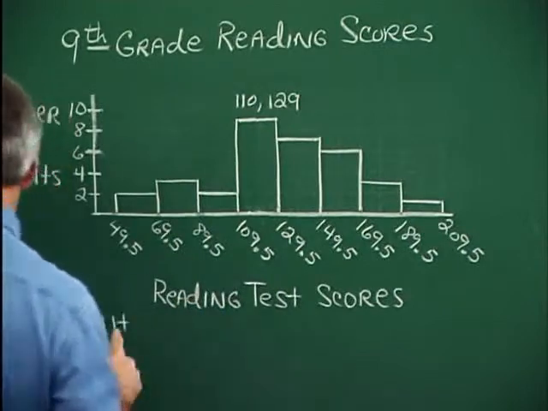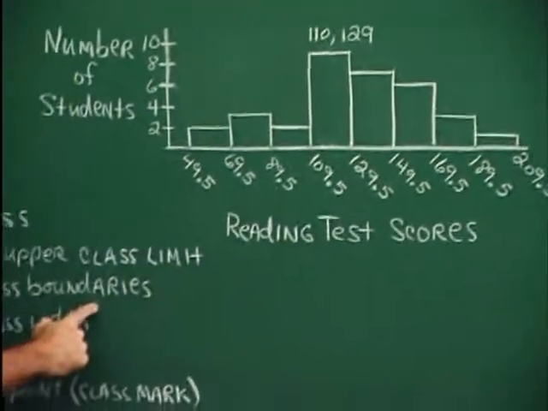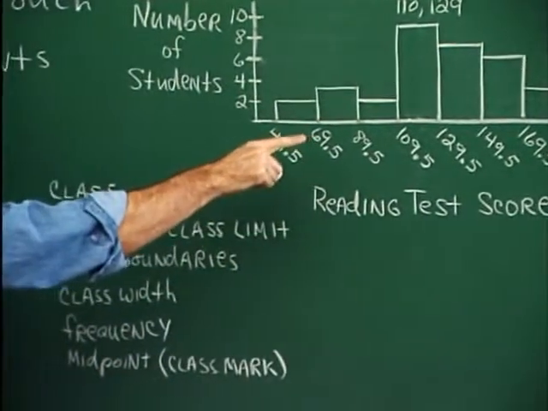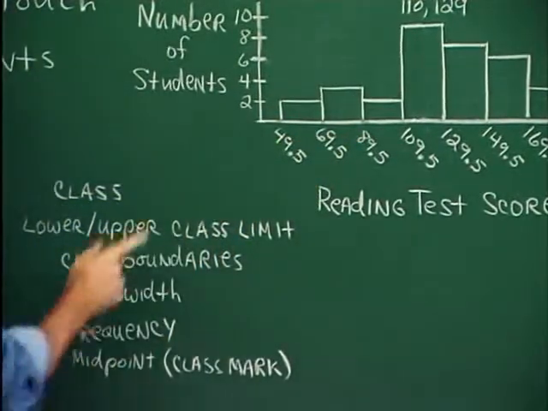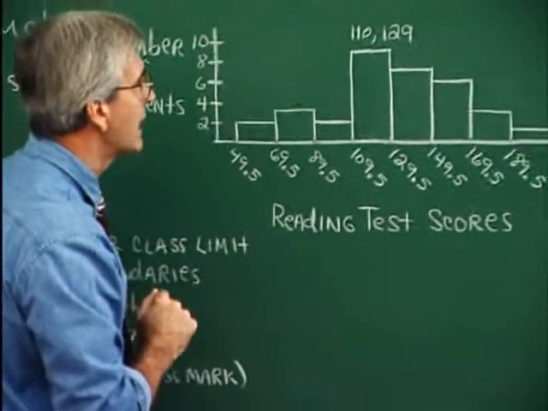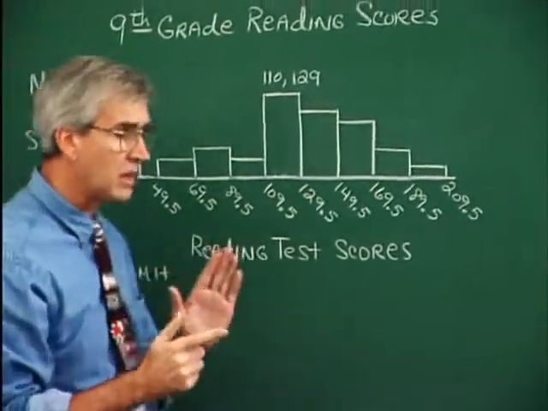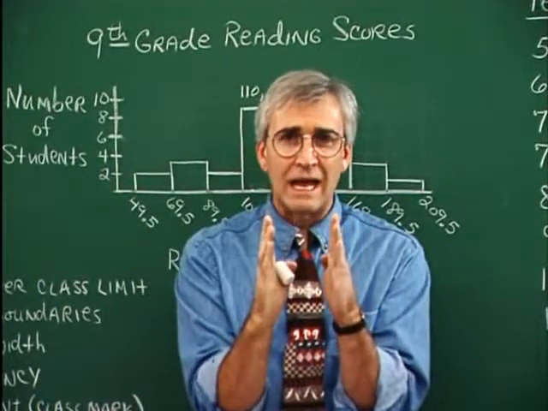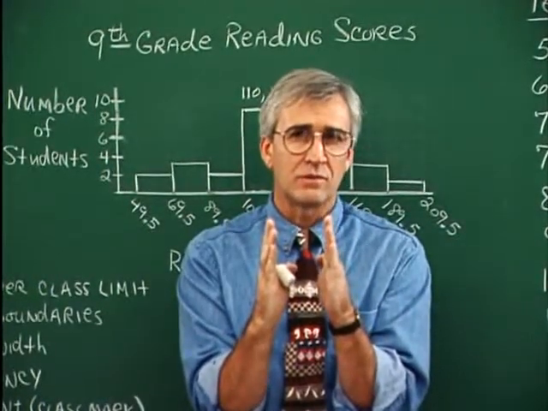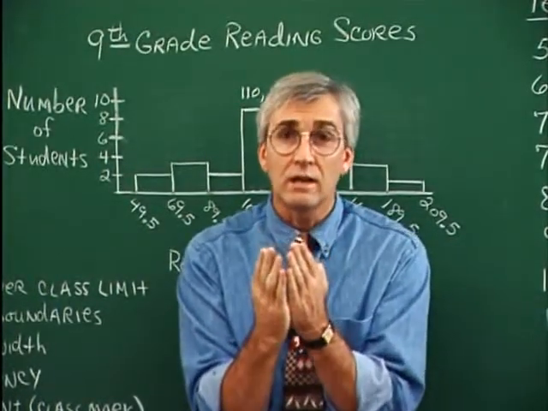The next item here that I have written is class boundaries. Now, those boundaries can be found. We'll see how to find them in just a little bit. But if we're looking at a graph like this, all we need to do is take the upper limit in one class and the lower limit in the next class and sort of average them. You see, it's the number that's right in between those two.